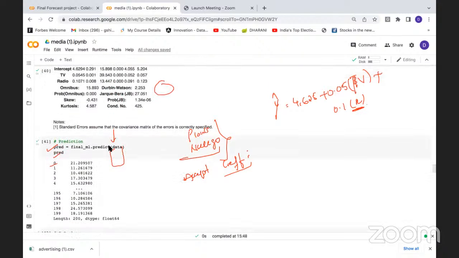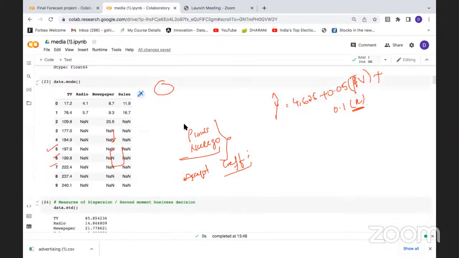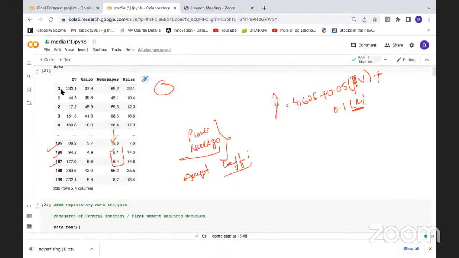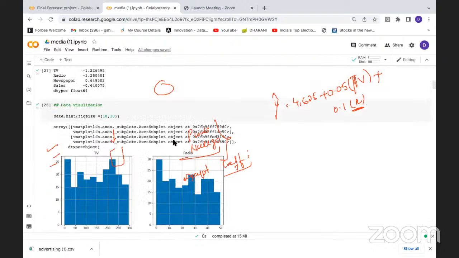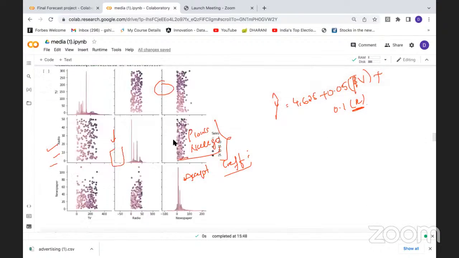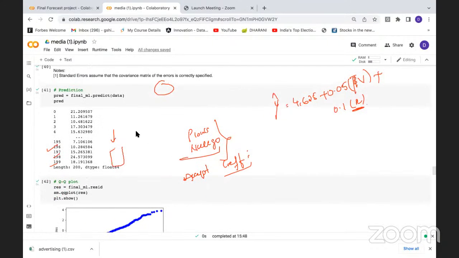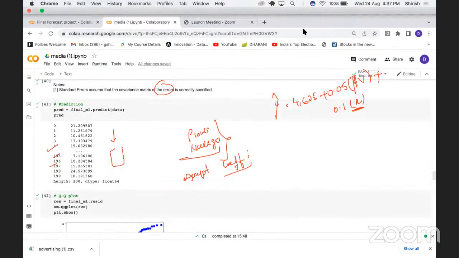That is the final model I do. I take this equation, I take the data which is available here on the top. In this data, TV and radio, 230, 37.8, I substitute here, I get the Y hat. That is nothing but my predictions. These are my predictions.